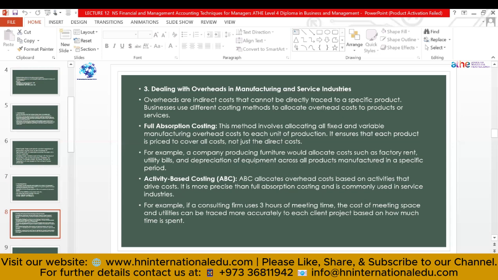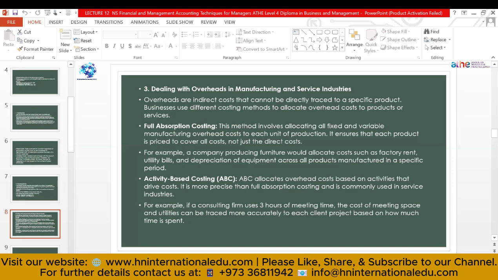The first type of costing is the full absorption costing. What it means, this method involves allocating all the fixed and variable manufacturing overhead cost to each unit of production. Let's say I'm producing 100 units. For every unit, that is 1, 2, 3, and so on, I can calculate the absorption costing. It ensures that each product is priced to cover all the costs, not just the direct cost. That is fixed cost, variable cost, indirect cost as well.